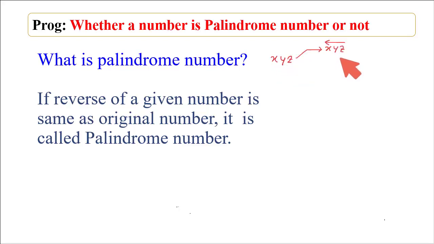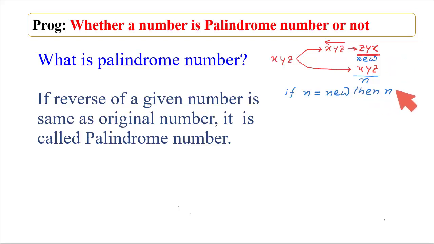If we reverse the position of these digits, the z will be at the first position, next y, next x, then the number will be z, y, x. This is the new number, where I have changed the position of the digits. The original number is x, y, z. Say this number is placed into the variable n and the new number is placed into the variable new. Now if these two numbers are equal, then the number n is a palindrome number.